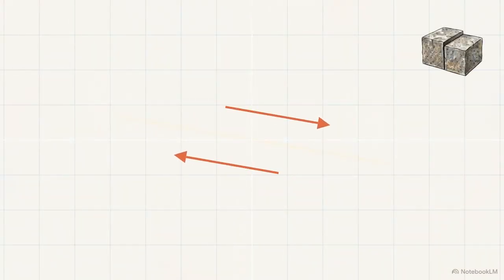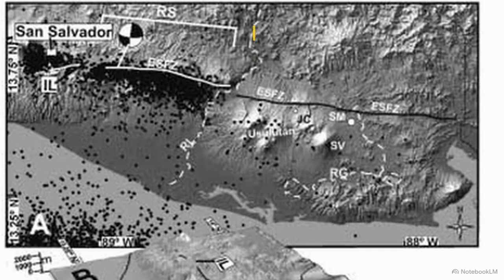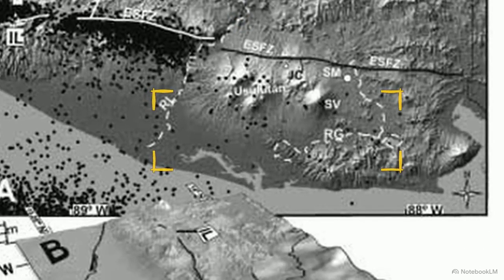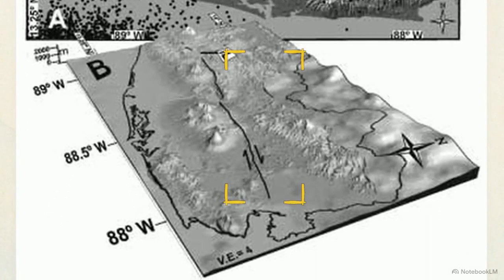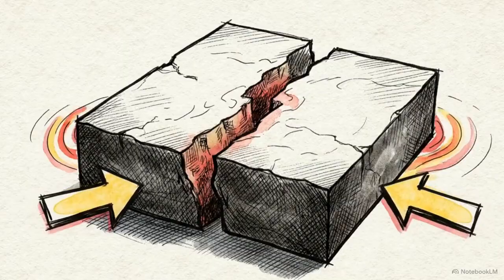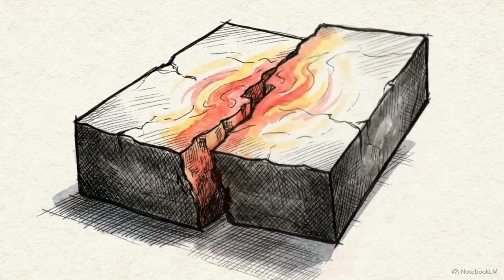This fault zone is a continuous right lateral strike-slip system extending over 100 kilometers. It is oriented 90 to 100 degrees east, accommodating trench parallel motion along the volcanic arc. This radar map shows the trace of the El Salvador fault zone. At the markers for the Rio Lempa and Rio Grande de San Miguel, you can see sharp geographic deflections. The river networks have been dragged horizontally by continuous strike-slip movement. The El Salvador fault zone is perfectly oriented and mechanically primed to absorb sudden stress changes from the surrounding region.